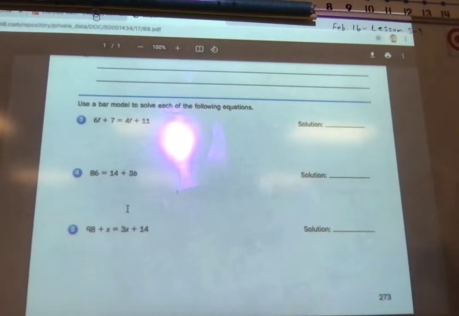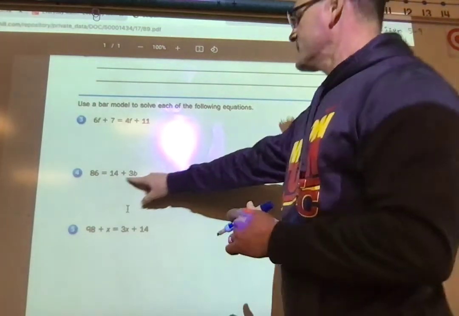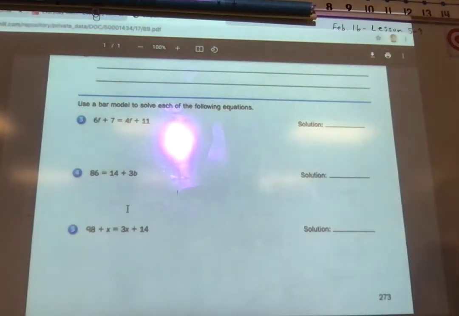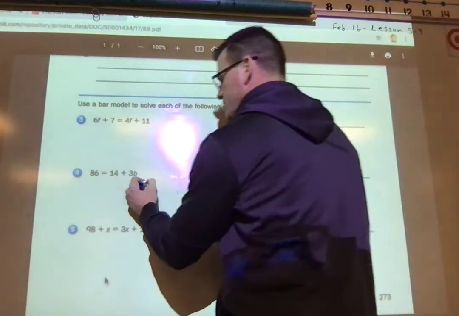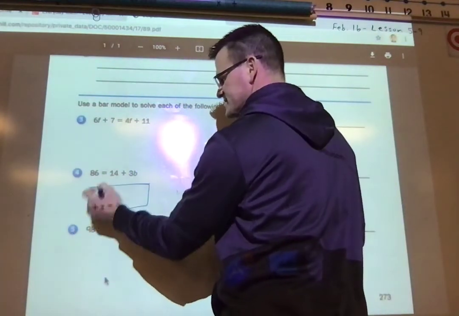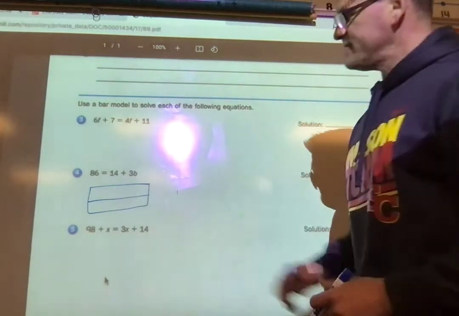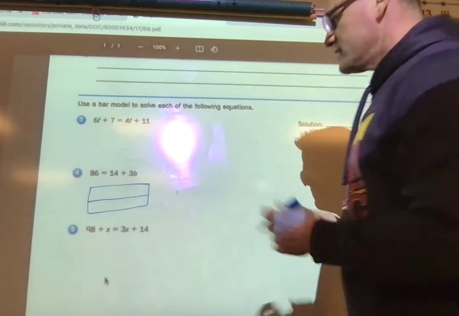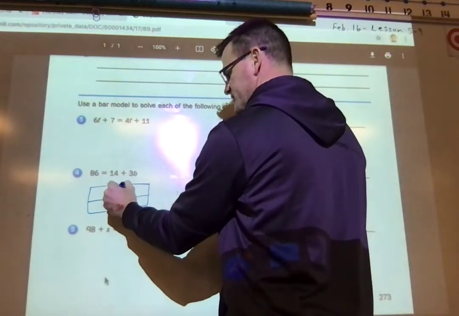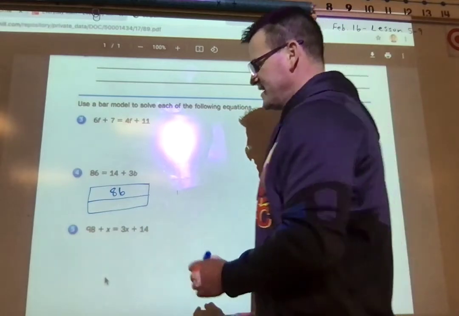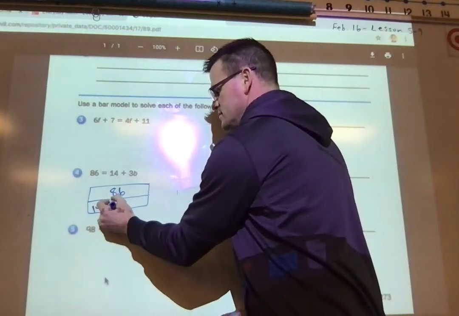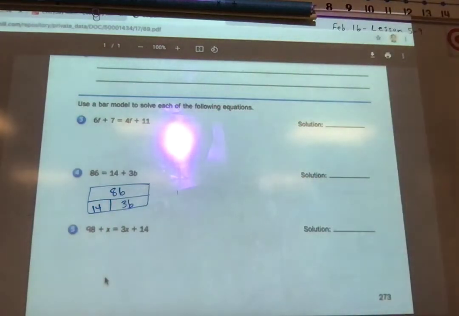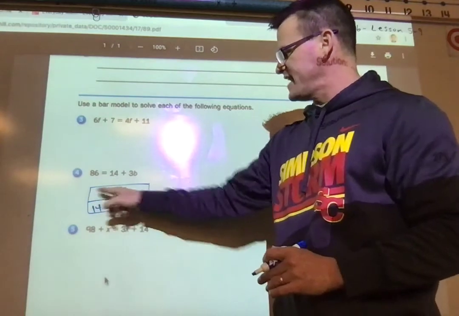All right, so if we go down to look at number 4 here, this time we don't have a variable on each side. That's okay. Again, we're going to make a bar model. And we know that the bars need to be the same size because they're equal. And guys, it doesn't matter which side you put on the top or the bottom bar. But I'll just go the way they have it. 86 is here, so I'll put that on top. The whole thing is 86. And that has to equal 14 plus 3b's.